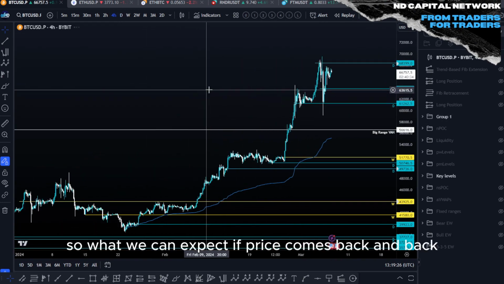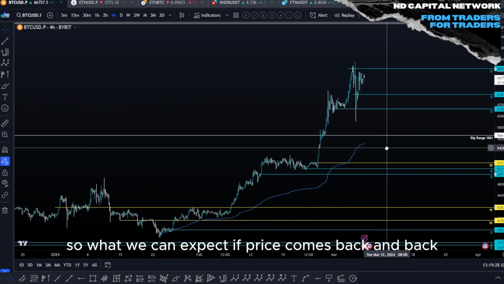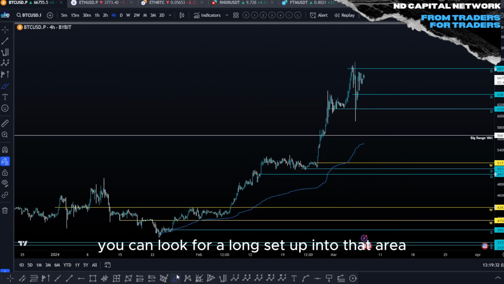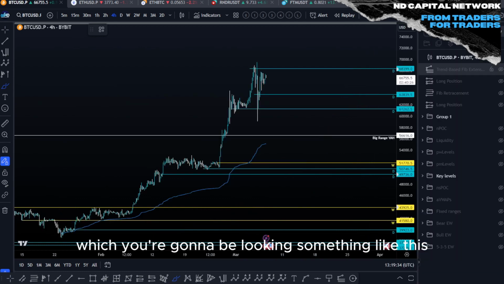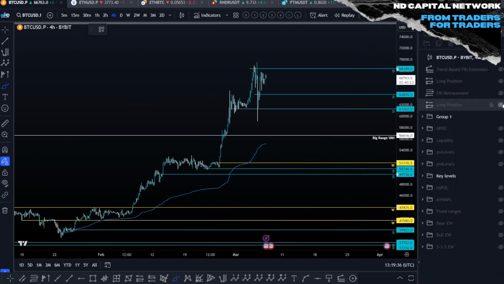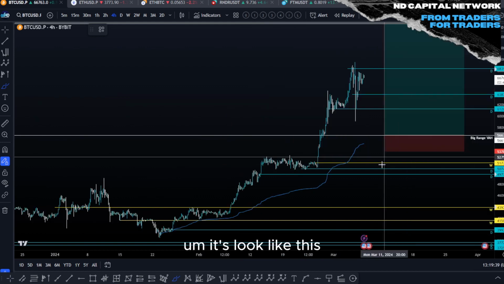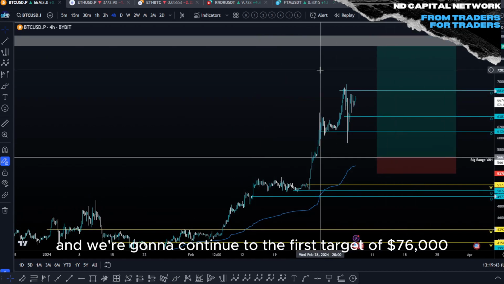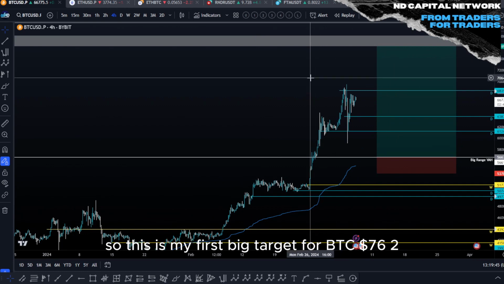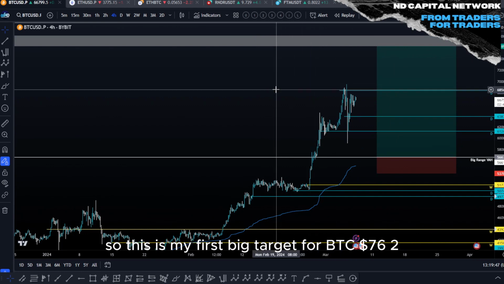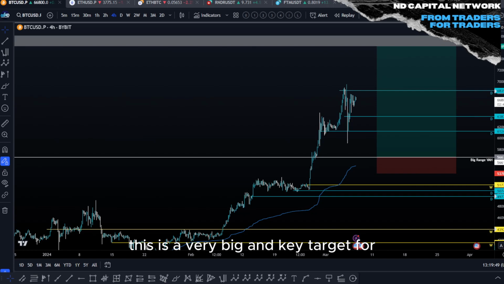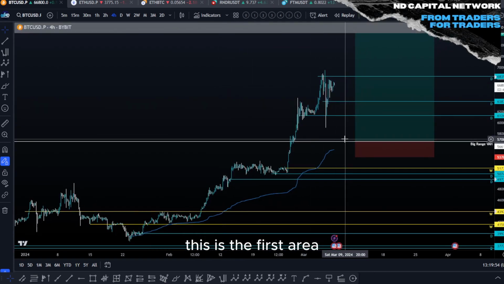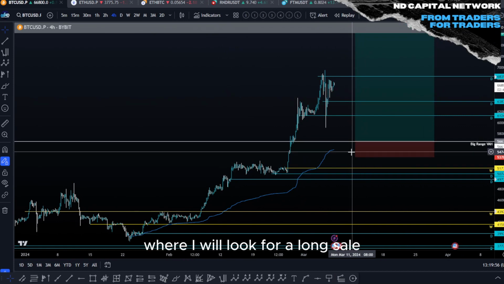So what we can expect if price comes back and backtests that value area high, which is a very key level for me, is you can look for a long setup into that area, which is gonna look something like this. It looks like this, and we're gonna continue to the first target of $76,000. This is my first big target for BTC, 76.2. This is a very big and key target for Bitcoin in my opinion. So yeah, this is the first area where I will look for a long setup.